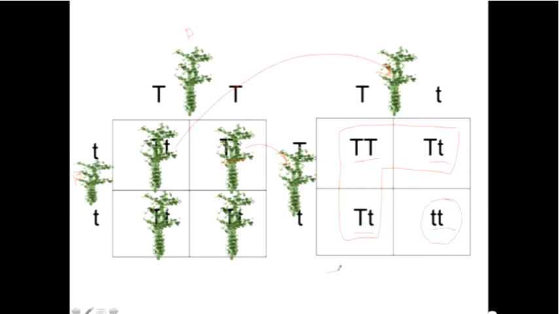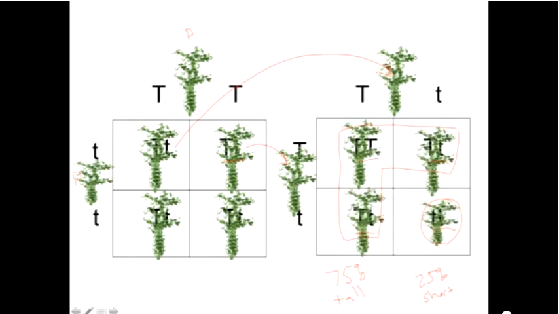So you have 75% tall and 25% short, or a 3-to-1 ratio. So you have the 1 short and 3 tall. And he found this ratio to be fairly common throughout a bunch of traits, and traits that follow this dominant and recessive pattern are labeled Mendelian traits.